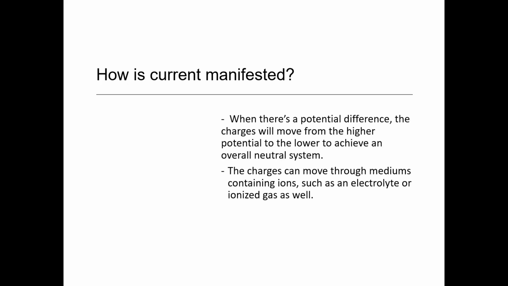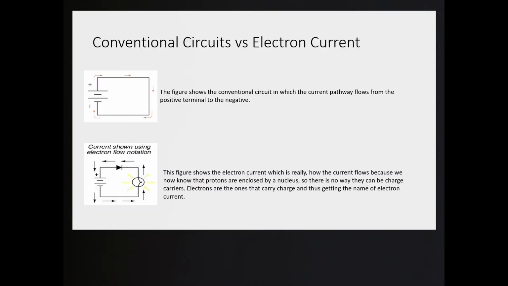So how is current created in the first place? When there is a potential difference, the charges will move from the higher potential to the lower to achieve an overall neutral system. The charges can move through mediums containing ions, such as electrolyte, or ionized gas as well, such as lightning. Conventional current was believed to be right in the first place, where they thought that the positive charge carriers caused the flow of current, whereas in reality it is actually the electrons that cause the flow of current.